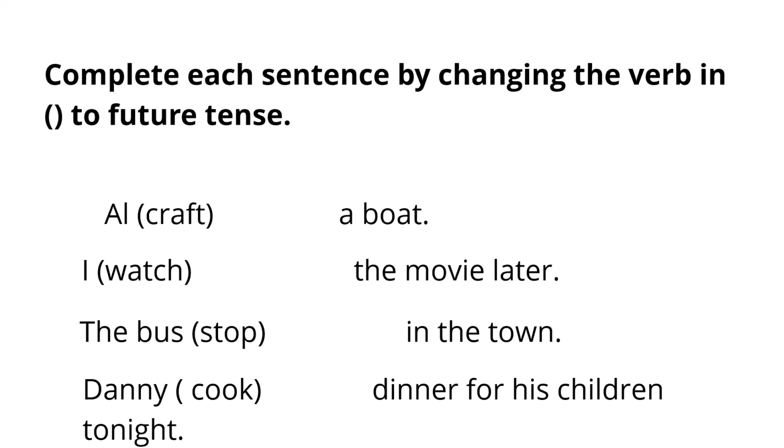Alright, let's try these together. Complete each sentence by changing the verb in the bracket to the future tense. I'll craft a boat. So we're going to go ahead and see which word or words would fit in the blank space. Alright, so Al will craft a boat. It hasn't happened as yet. He will do it. I watch the movie later. I will watch the movie later.